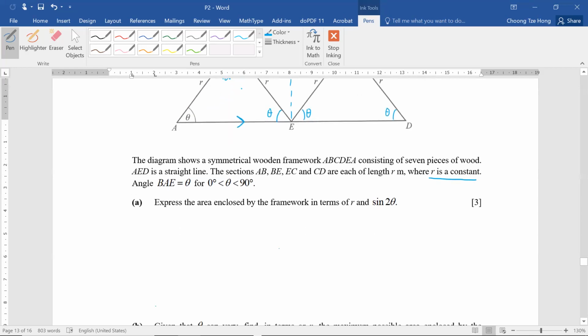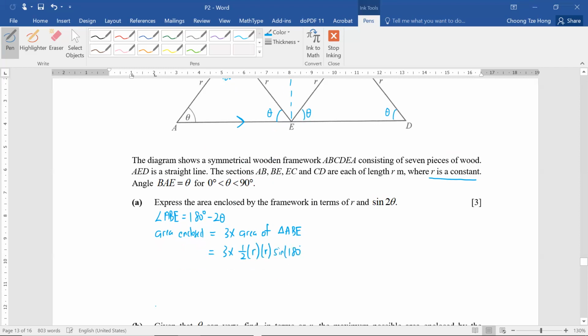So let's go ahead and do that. Angle ABE is 180 minus 2 theta, so we tell people how we got angle ABE first. The area enclosed will be 3 times, so I'm going to find the area of triangle ABE, one of them only, and then multiply by 3. Area of triangle ABE will be 3 times half R times R times sine of 180 minus 2 theta. If we simplify, we get 3 over 2 R squared sine of 180 minus 2 theta.